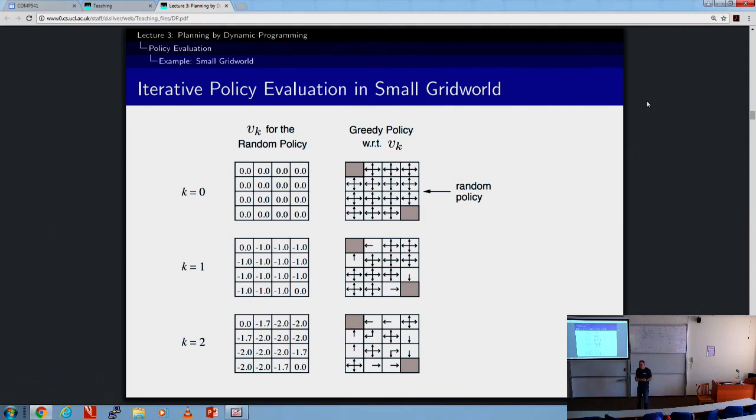You can have asynchronous backups where everybody uses everybody else and things keep changing. You change one value at a time, etc., etc. But basically it makes no difference. They all converge. They all give you eventually the right solution. All right. 30 seconds for questions, because all of the other algorithms are going to be like this. We're going to iterate one of the Bellman equations, starting with some arbitrary 0 assignment.